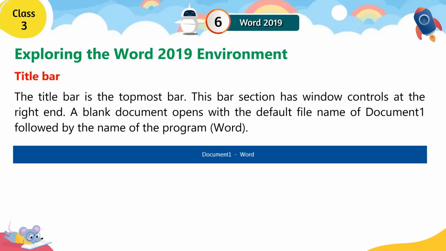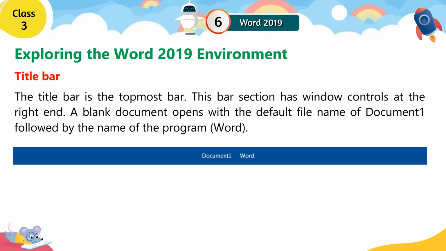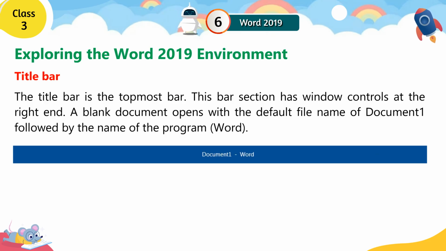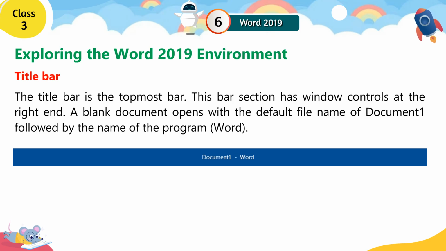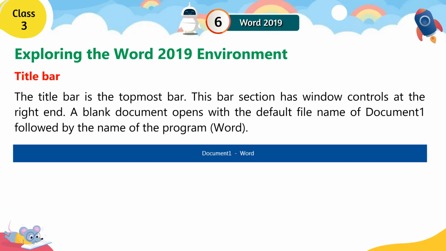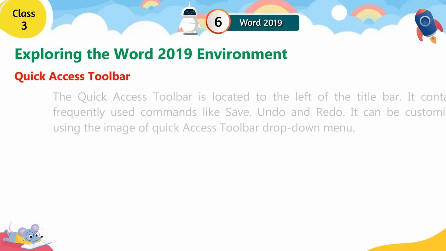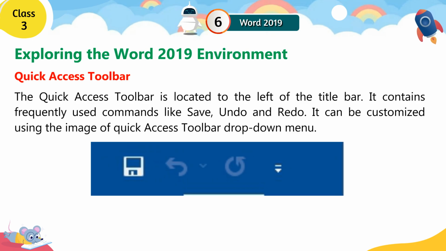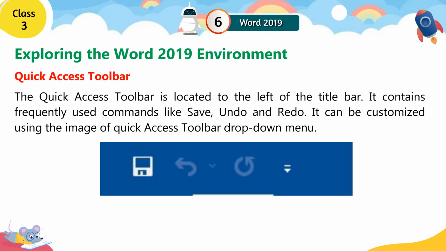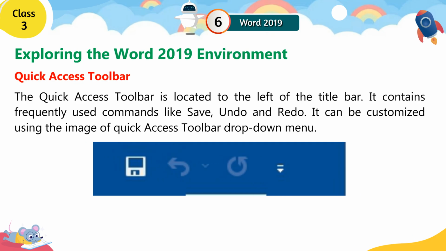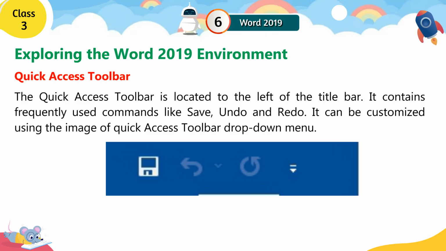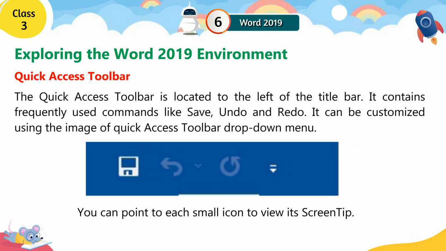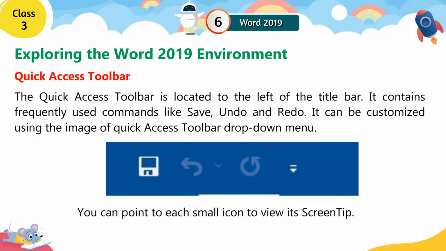Title bar. The title bar is the topmost bar. This bar section has window controls at the right end. A blank document opens with the default file name of Document 1 followed by the name of the program, Word. Quick Access Toolbar. The Quick Access Toolbar is located to the left of the title bar. It contains frequently used commands like save, undo and redo. It can be customized using the Quick Access Toolbar drop-down menu. You can point to each small icon to view its screen tip.